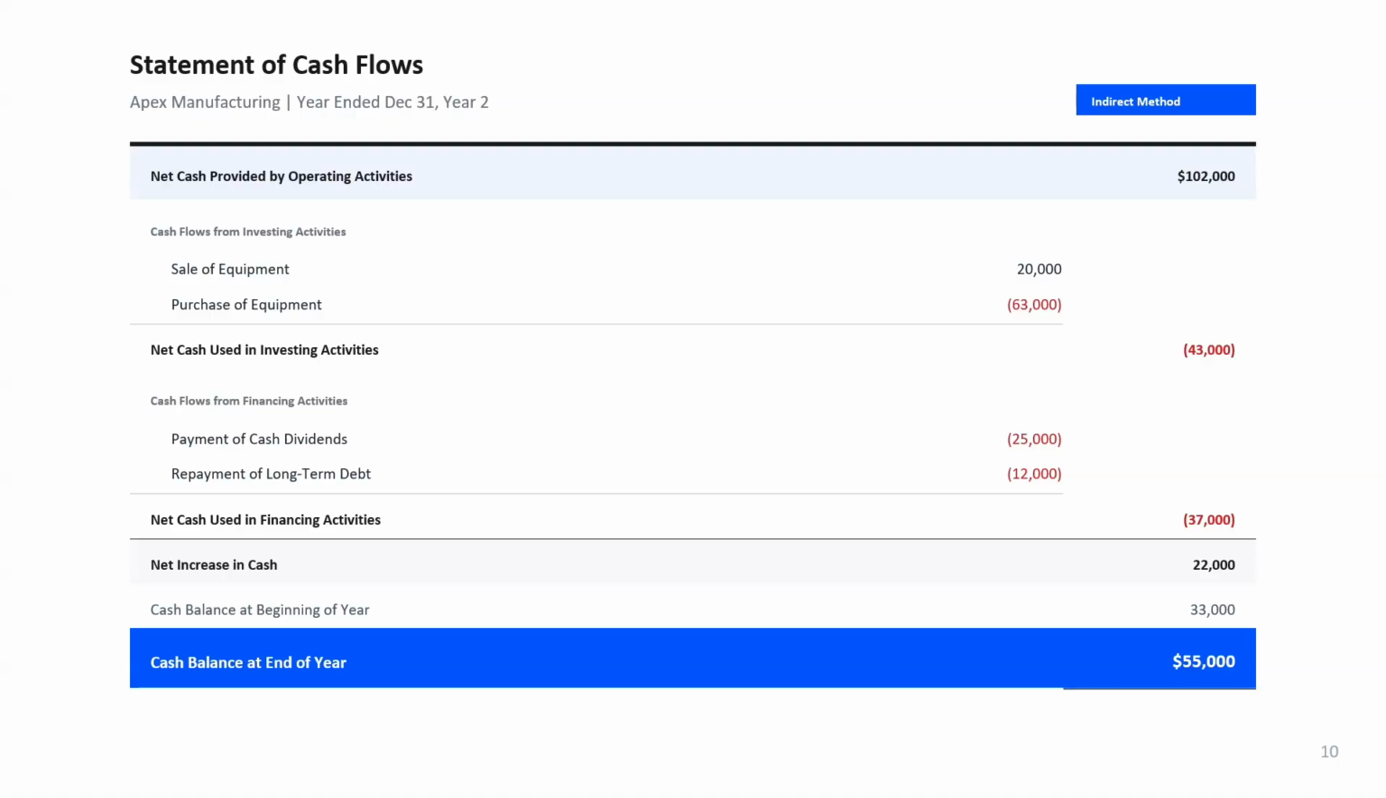Combining these sections gives us a net increase in cash of $22,000 for the year. When we add this increase to the beginning cash balance, we arrive at the ending cash balance of $55,000. This figure must match the cash balance on the year-end balance sheet. That would confirm the accuracy of our entire statement.